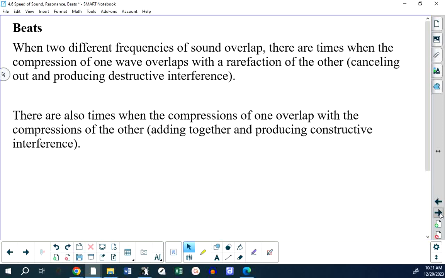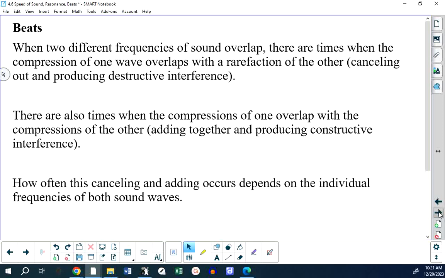Now I want us to answer a question here about beat frequencies, and then we're done, but I want to show you maybe one of the most amazing things I've ever set my eyes on. It has to do with what we're talking about, although it's my attempt to show you visually what beats are. Okay? So how often this canceling and adding occurs depends on the individual frequencies.